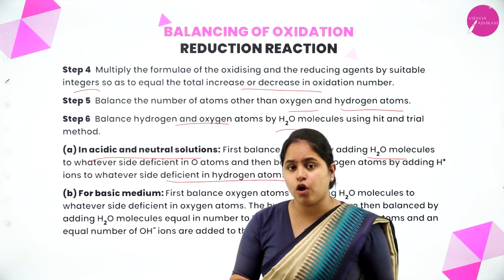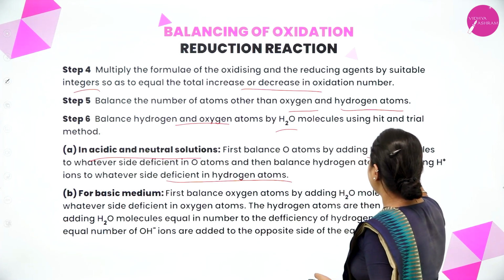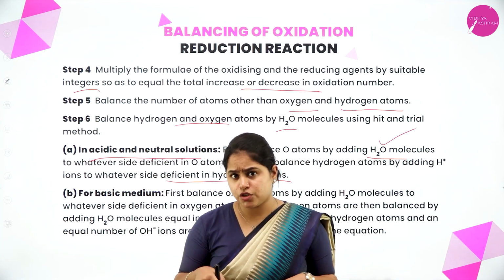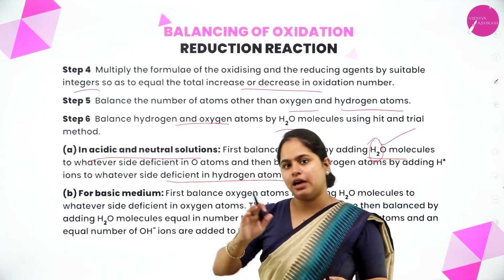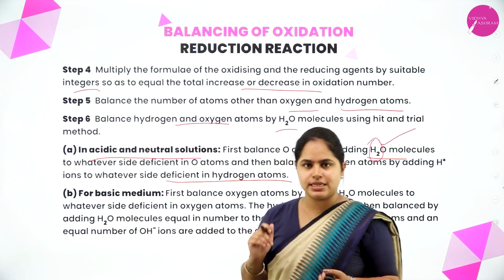So how can we add oxygen? Not directly, it must be present as a compound, right? So we add it in the form of water molecules. If we add water, it's not just oxygen which is present, hydrogen is also present, right? So to balance that, on the other side you have to add H plus ions. So this is the case of acidic medium.